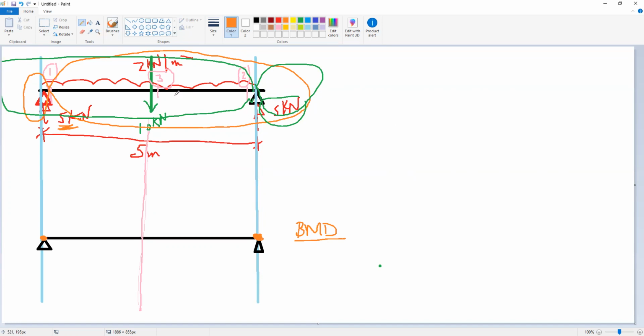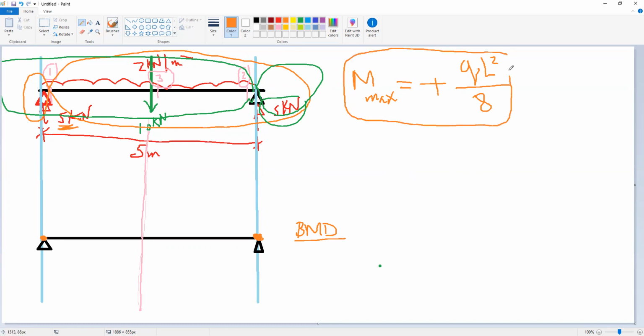Okay. The moment at 3 for any beam that has uniform load, the maximum moment, M maximum, is positive moment and equal to Q L squared divided by 8. This value you should keep in mind. If we have a simple beam like this and we have uniform load, the moment should be positive and equal to Q L squared divided by 8.